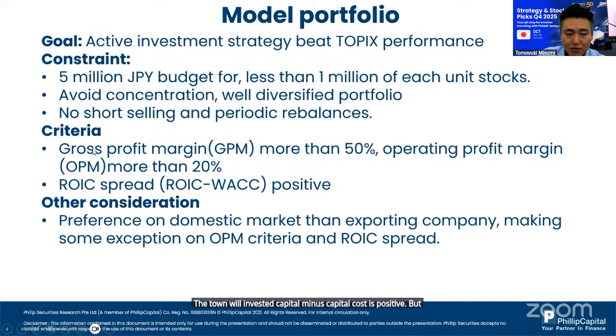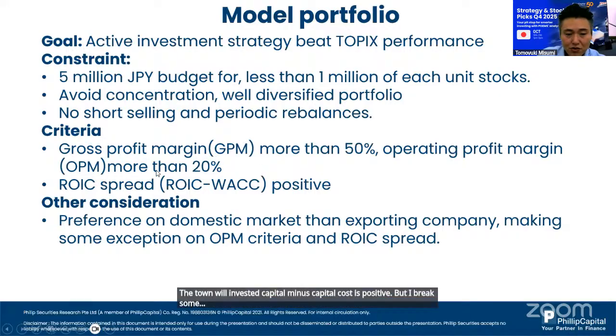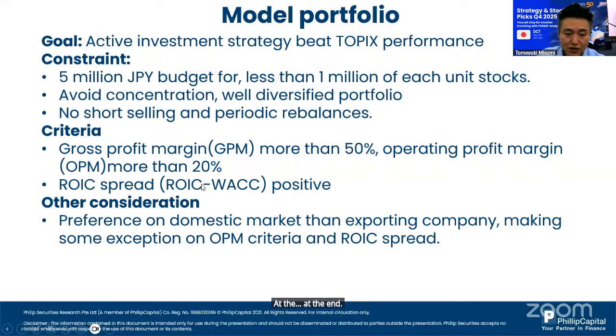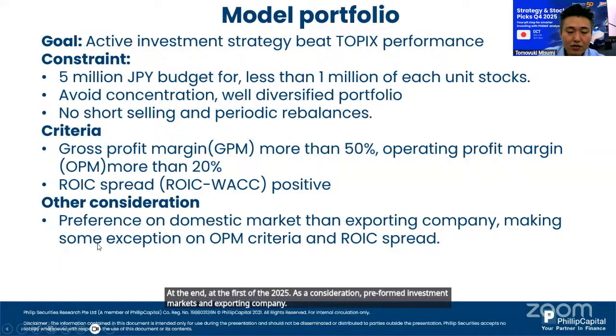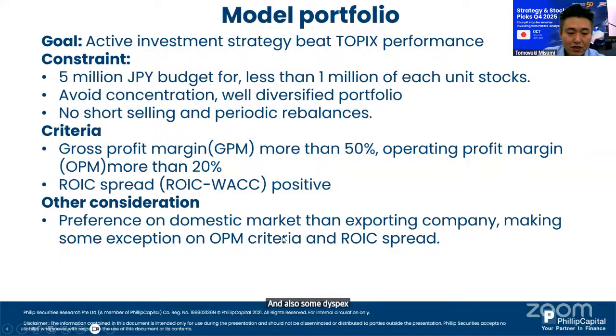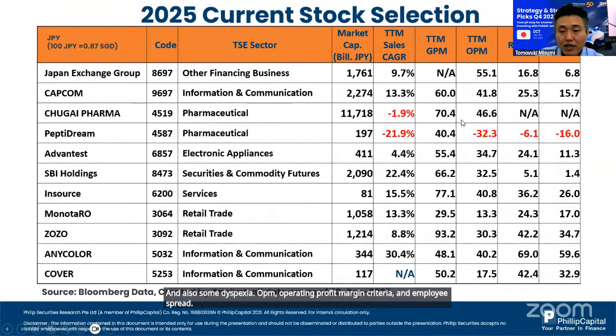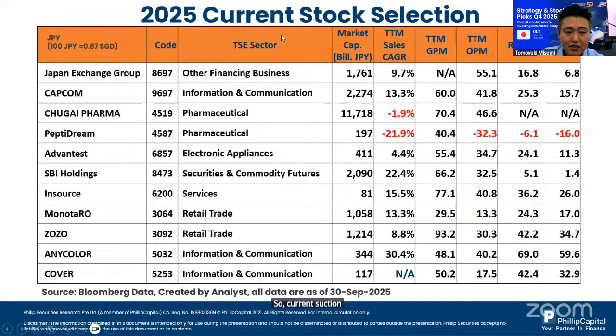But I break this rule to choose more prospective stocks at the start of 2025. The other considerations: prefer domestic markets and exporting companies, and also some expectation on the OPM, operating profit margin criteria, and the ROIC spread. So the current stock selection is like that.